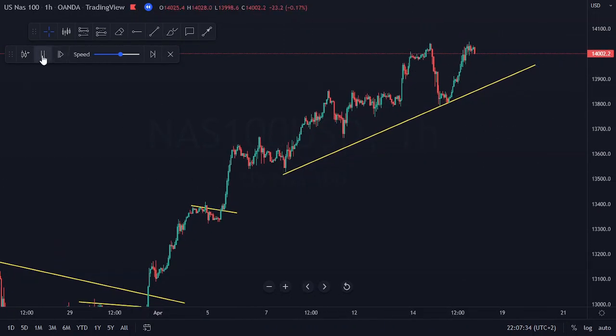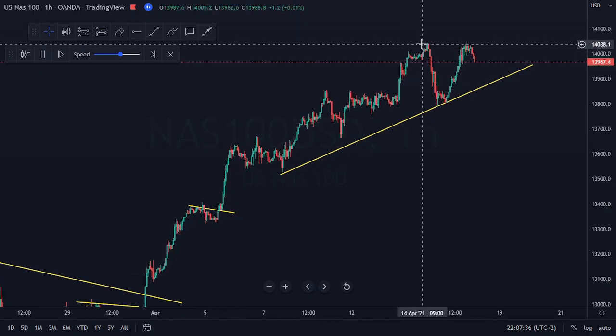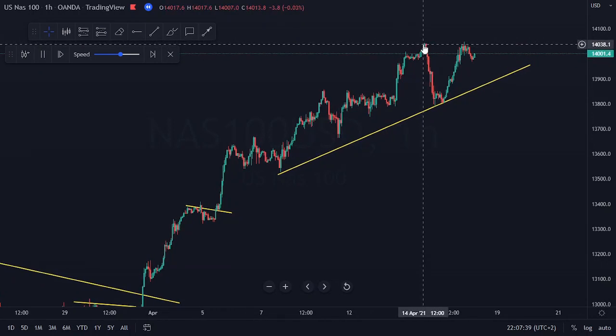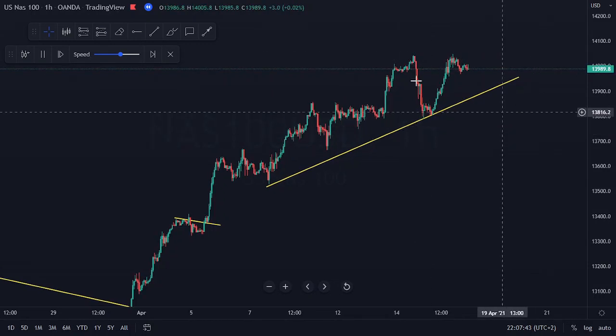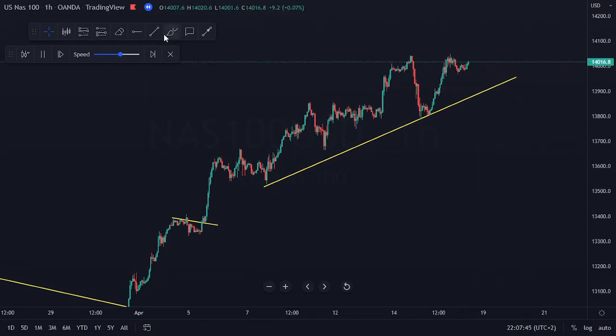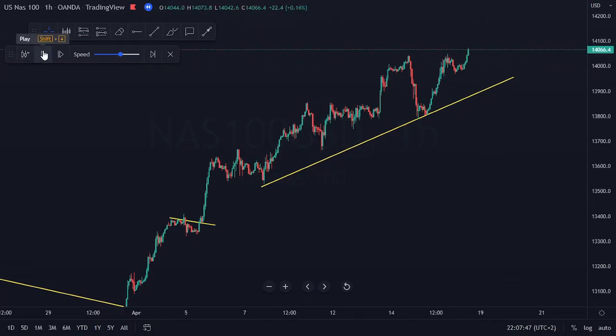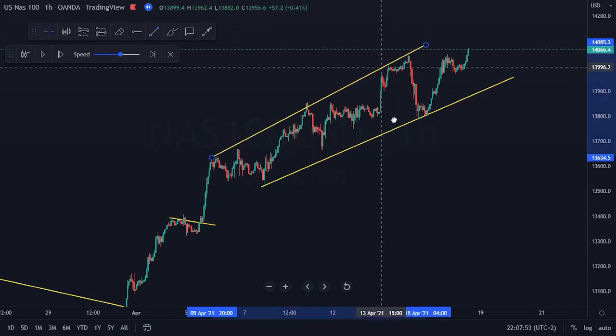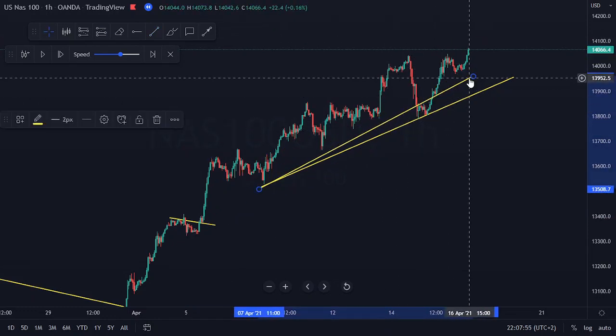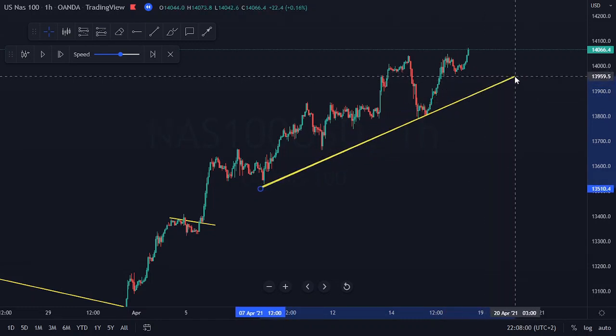Let's just see what happens. Right here, I would like this to get broken though for me to find my entry point. I prefer if this one gets broken. Safety would be for this to get invalidated. Clearly to the upside, you cannot say this. So personally, what I would do is, this is what I tended to do. Connect this with that.